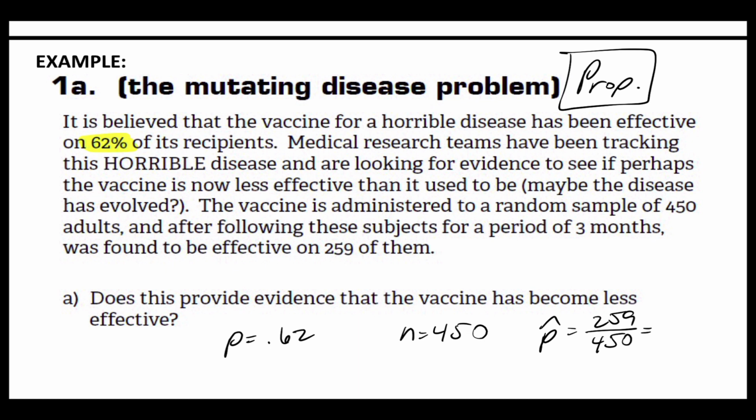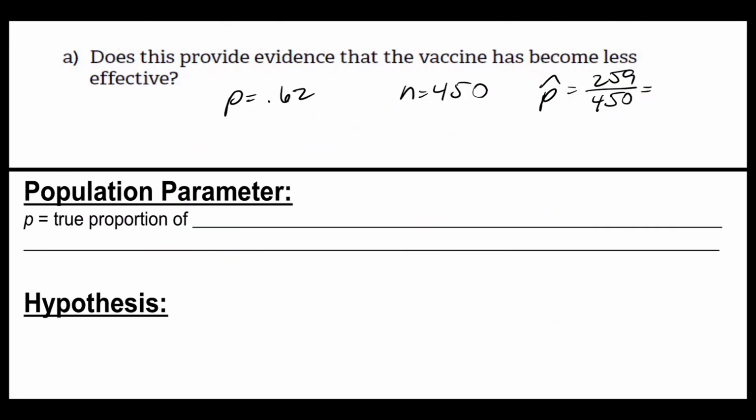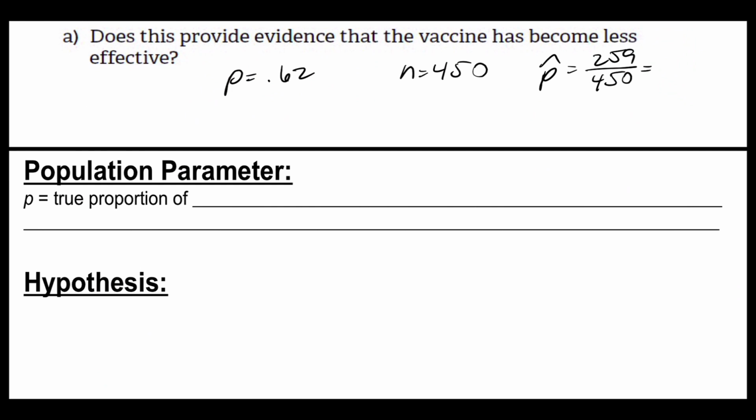Okay. Anything else that we want to pull from there? I think we're good. All right, so let's go to population parameter. We've done this before.